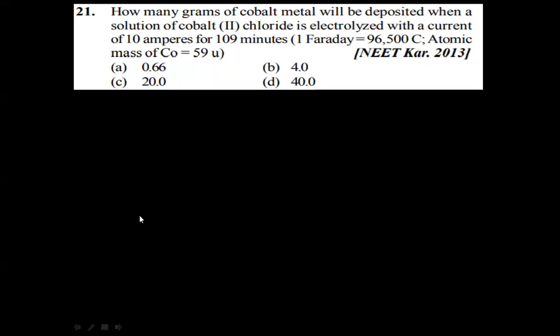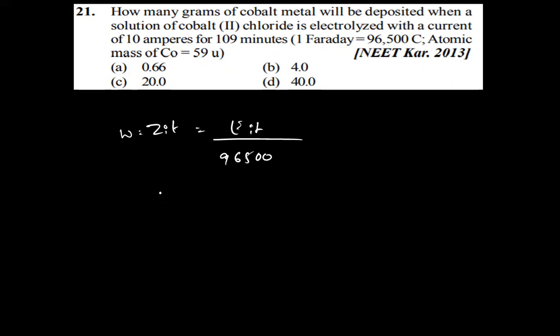21. How many grams of cobalt metal will be deposited when a solution of cobalt 2 chloride is electrolyzed with a current of 10 amperes for 109 minutes? So the given 1 Faraday is equal to 96,500 coulombs, atomic mass of cobalt is 59 unified mass. Here we know that W is equal to ZIT, and EIT divided by 96,500.